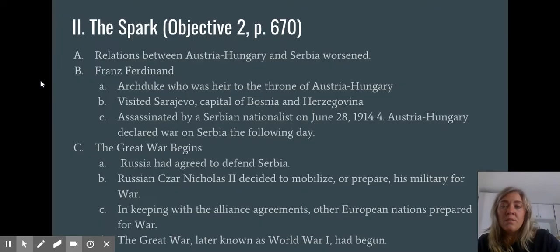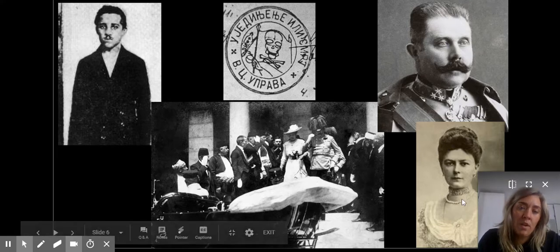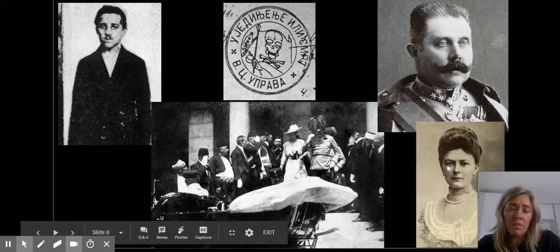So he goes to visit, and there's a guy named, here he is, Gabriel Princip. And here's Archduke Franz Ferdinand and his wife. I should know her name, but I can't think of her name right now. And here they are, getting into their car. This is in Bosnia. They're going to visit their territory.